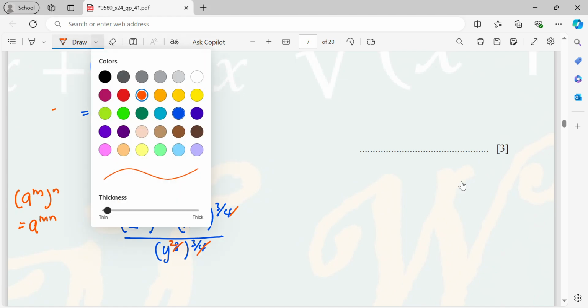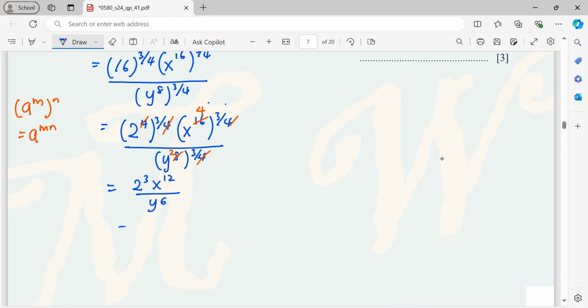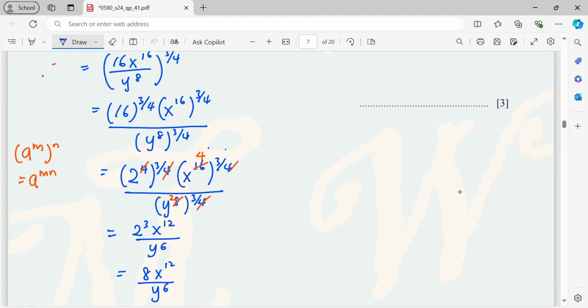Therefore, I will be getting the answer of 2 cubed, x to the degree 4 times 3 is 12, over y, 2 times 3 is 6. So at last, 2 power 3 is 8, x power 12 over y power 6. So this is my solution.